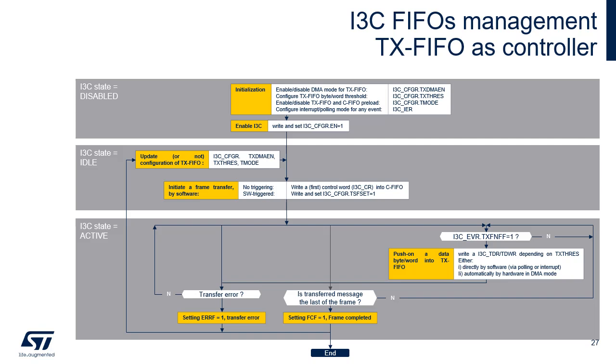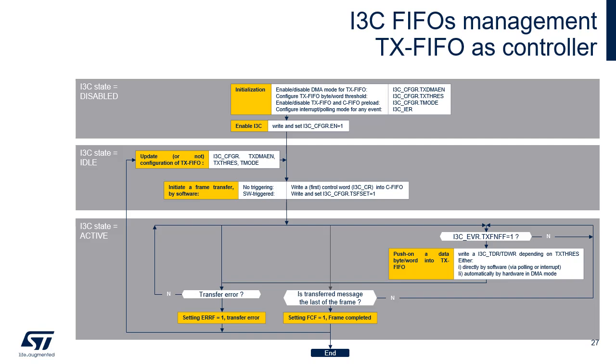The threshold defines when the TX-FIFO not full flag, TXF-NFF, is set. When the threshold control bit is equal to 0, a 1-byte threshold, TXF-NFF is set when 1 byte is to be written in TX-FIFO through the I3C TDR register. When the threshold control bit is equal to 1, a one-word threshold, TXF-NFF is set when 1 word is to be written in TX-FIFO through the I3C TDWR register.